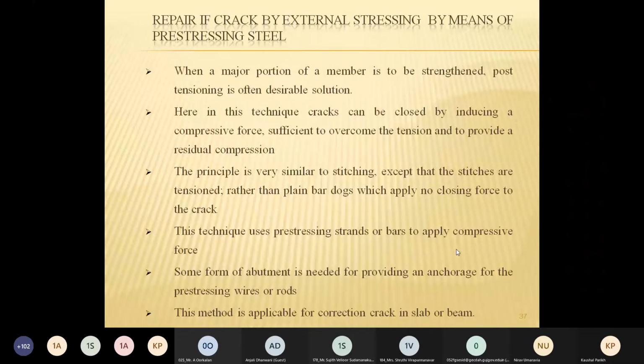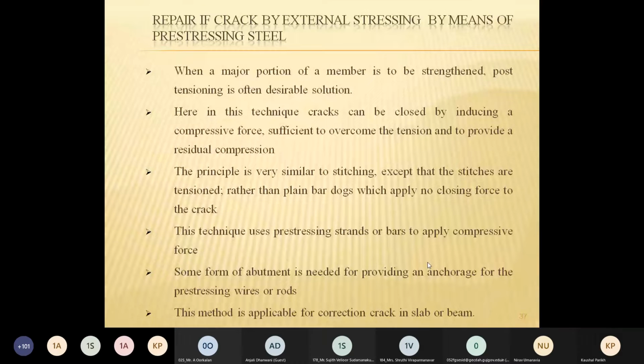This has to show the stitching procedure. Now, the repairing of the crack by external stressing by means of pre-stressing steel. So here the application of pre-stressing steel for the repairing condition has to be used. When a major portion of a member is to be strengthened, post-tensioning is often a desirable solution. In this technique, the cracks can be closed by inducing a compressive force, because cracks are generated because of the tensile force. So the opposite to that, the compressive force is generated by applying pre-stressing steel, which is sufficient to overcome the tension and to provide a residual compression.